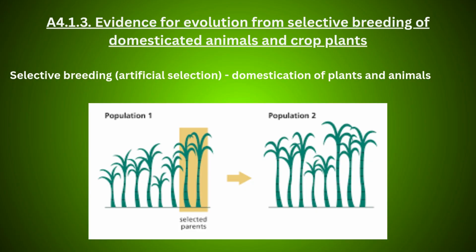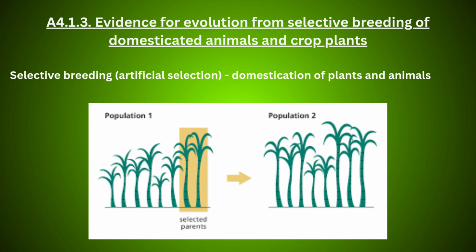Imagine you are a farmer aiming to cultivate taller trees. Instead of letting nature take its course, you would deliberately select the two tallest trees from your current generation and breed them. When you plant the seeds for this breeding pair, you will find that the resulting population, on average, consists of taller trees than the previous generation. By repeating this process over many generations, you can end up with trees dramatically different from your original stock.